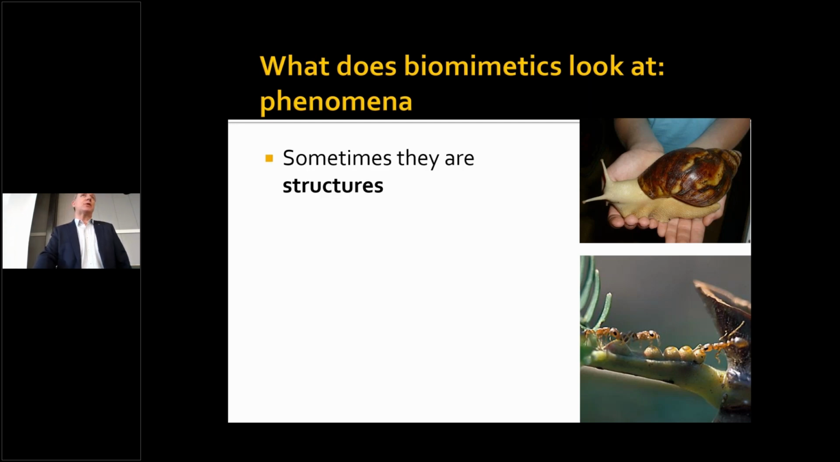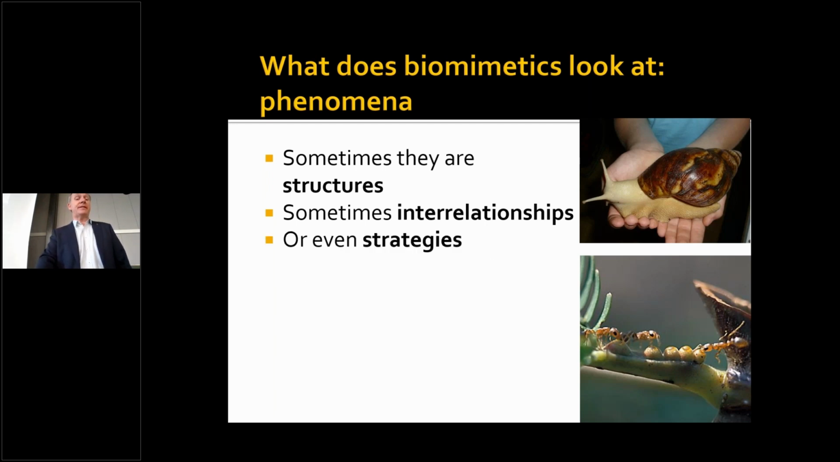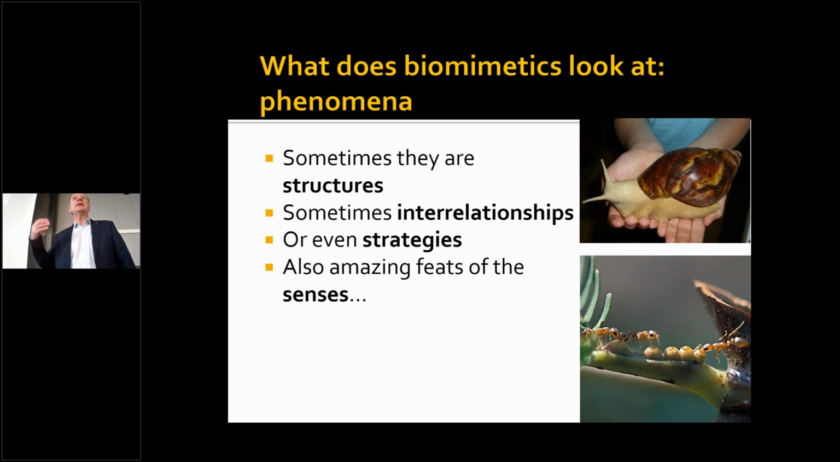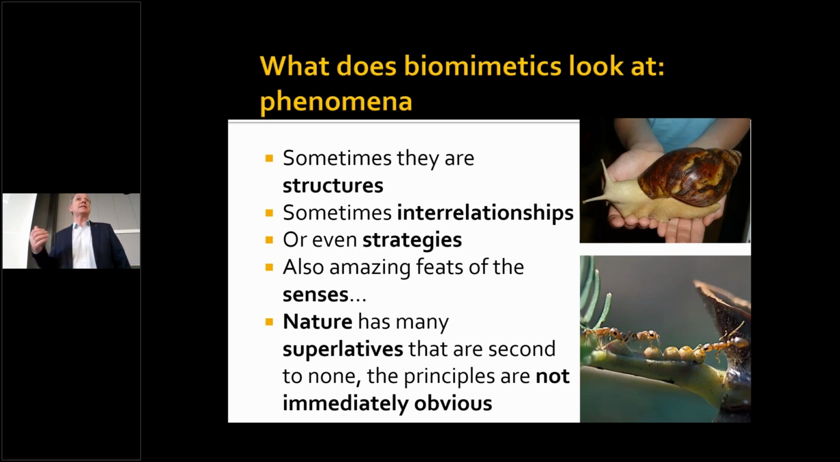Sometimes we have structures, sometimes interrelationships, or even strategies. And animals and plants also have amazing senses. So nature has many superlatives, and very often these superlatives or the underlying mechanisms are not obvious. Sometimes humans judge these as superlatives because they don't have these senses. We are not able to see, for example, infrared light, or to sense an earthquake up to minutes before it happens, and so on.